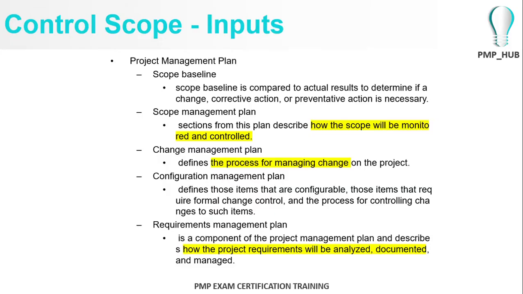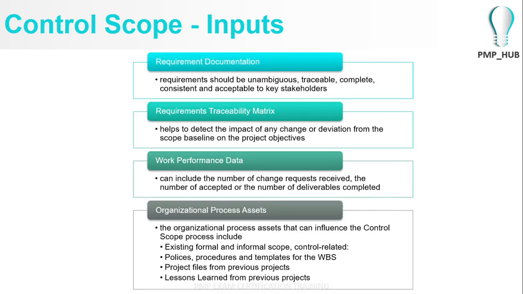So once again, when you're controlling, when there are disputes and you're trying to bring the project back on track and aligned to the initial scope baseline as a project manager, you might have to refer back to your requirement documentation and your traceability matrices to find out who said what, and why the customer is now disputing it. You also need work performance data on how many deliverables have been completed.